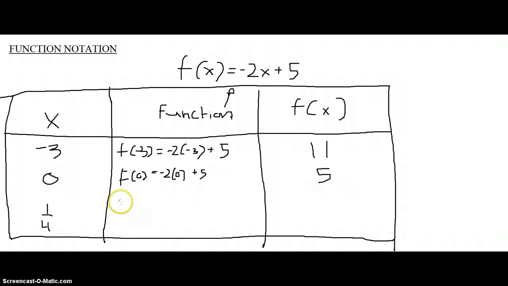Lastly, F of 1/4 equals -2 times 1/4 plus 5. This would be -1/2. -2 times 1/4 is -1/2, plus 5. So it equals 4 1/2.